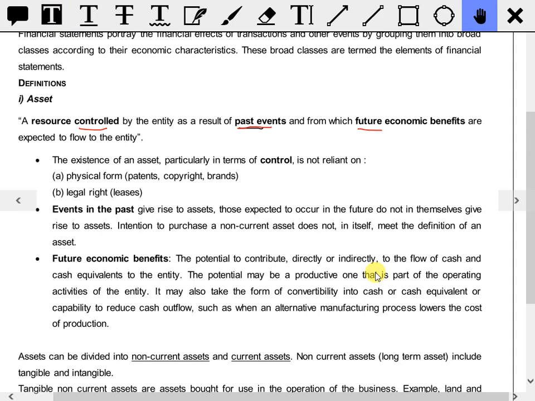Did they mention the resources owned? No, they need not be owned. Substance over form: if you control it, it is your asset. This is the definition of asset: past event, future economic benefits, past and future. It means I control an asset which I purchased yesterday, last month or two years ago, and this asset will provide me with future economic benefit, so it is my asset.